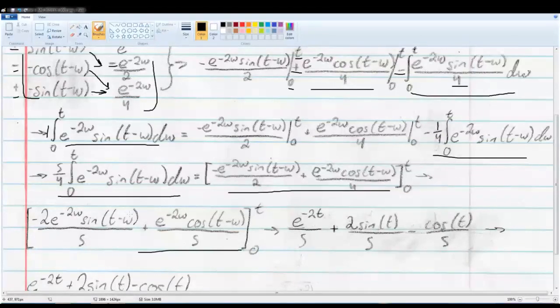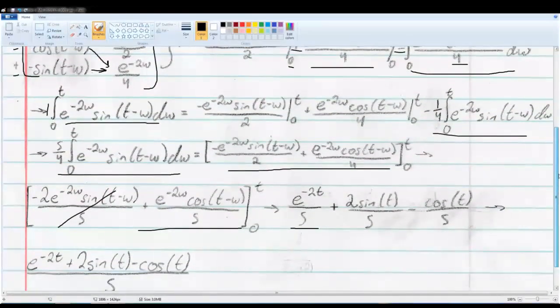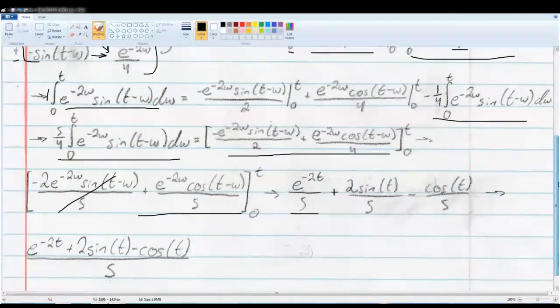Sine of 0 is 0, and so this whole term disappears. Cosine of t minus t is 1, so you get e to the negative 2t over 5. That's this one. And then doing the same with 0, now sine has a value along with cosine because they're both sine of t. And you basically just do all of that, and this is the final result.